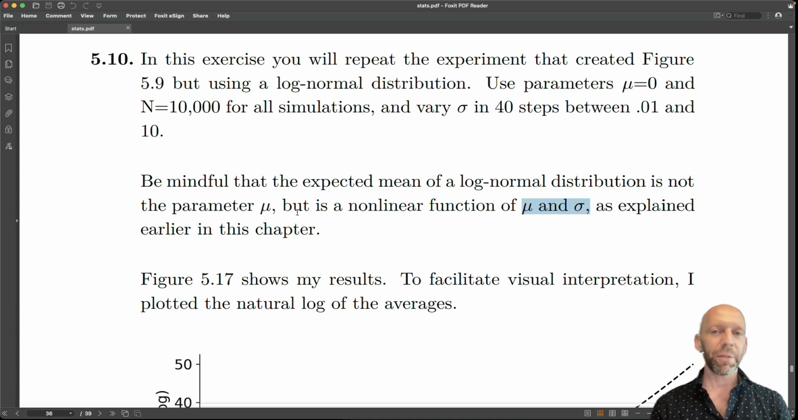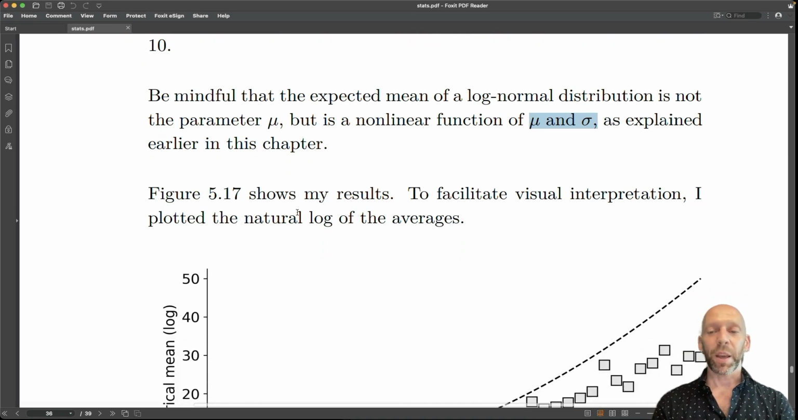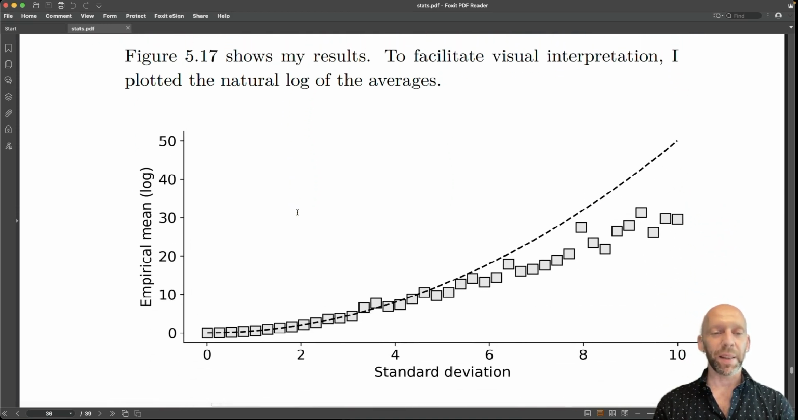So you will need to modify the code a little bit. Okay, you're going to get a figure that looks something like this. A couple of striking things that you notice about this figure. One is that the mean and the standard deviation are no longer independent of each other. So this is the empirical mean and the mu parameter. They are the sigma parameter, which you vary from 0.01 to 10. These are no longer independent of each other.